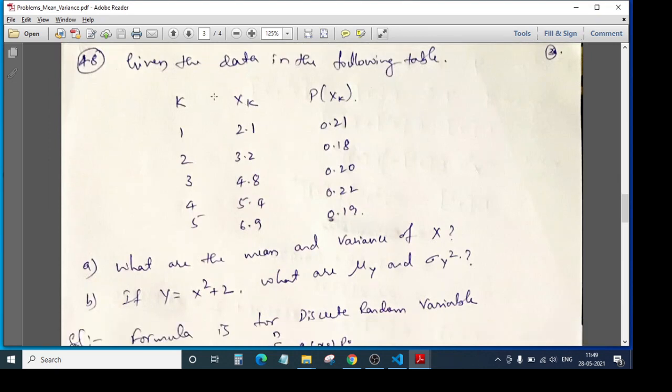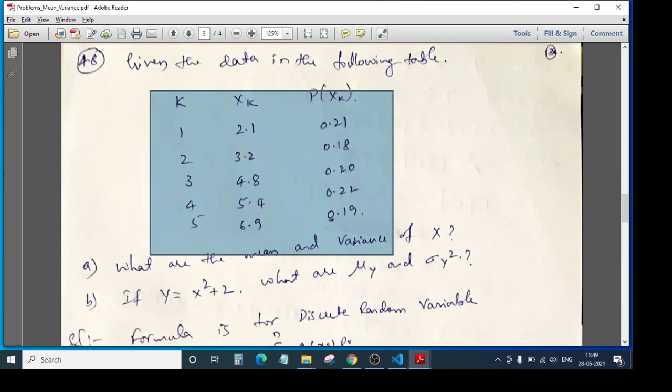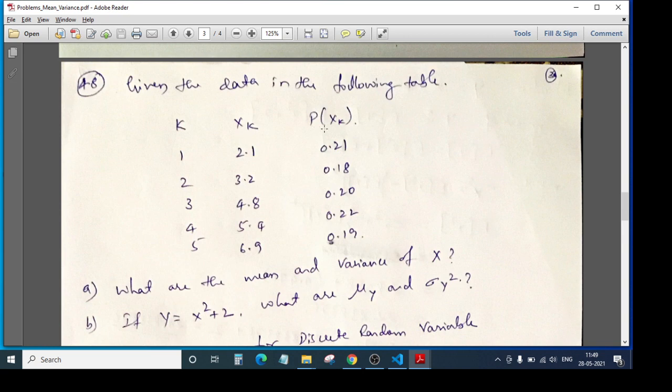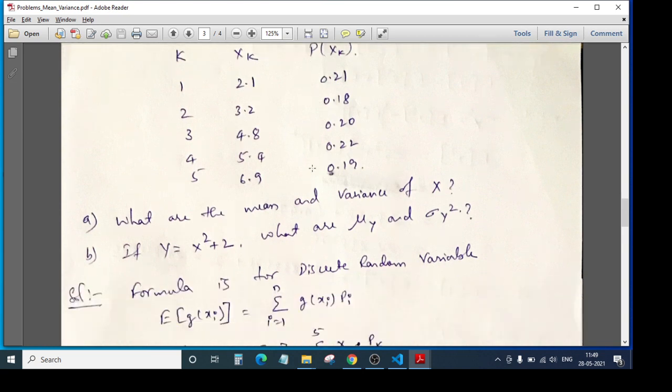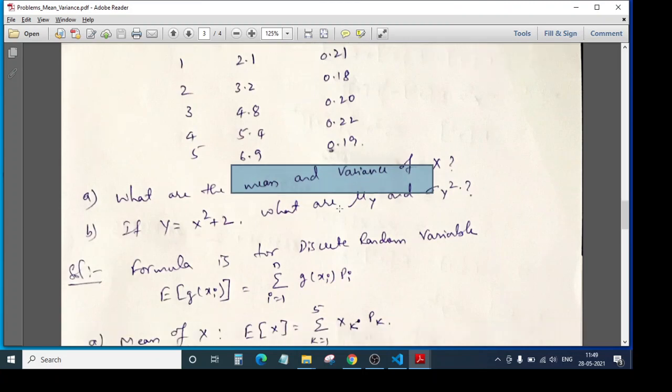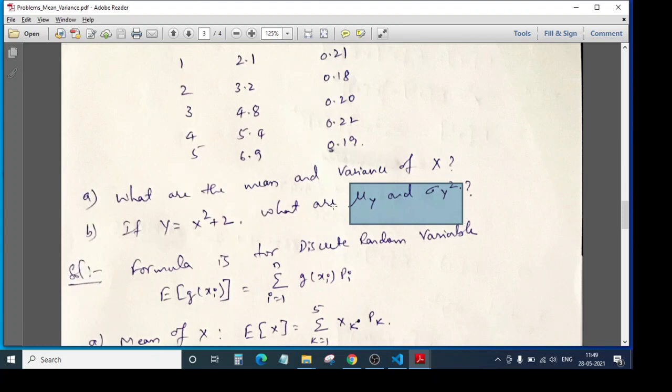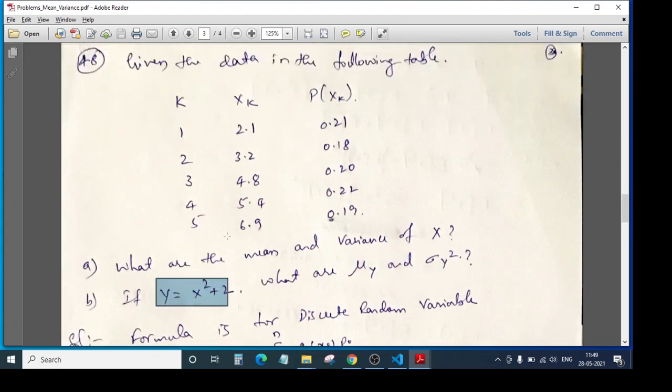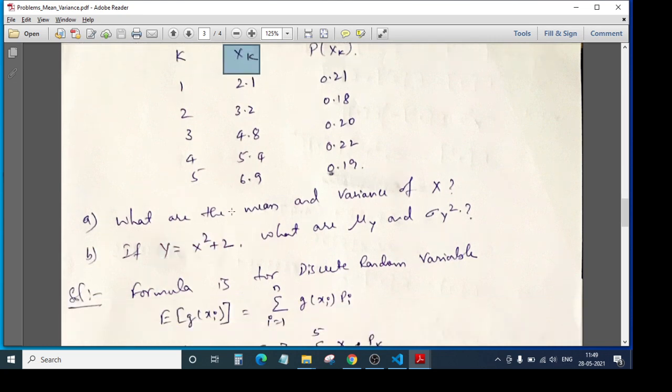So let us say this is our given data, and they are given x of k and its probability. He is asking us to find the mean and variance of x in the first part. In the second part also they have asked us to find the mean and sigma square of y, but here they have given y is equal to x square by 2. In the table they have given x, but here we will be deducing another value called y. Okay, so first we will try to find the mean and variance of x.